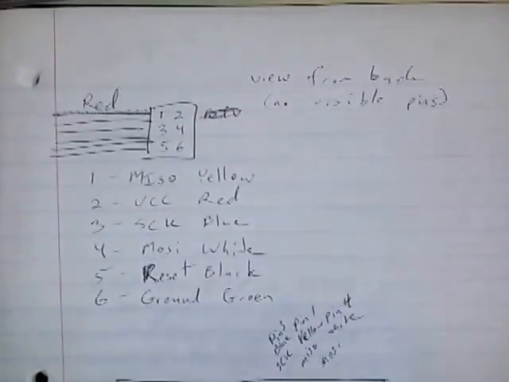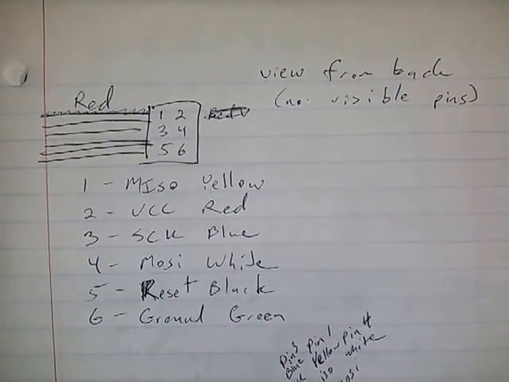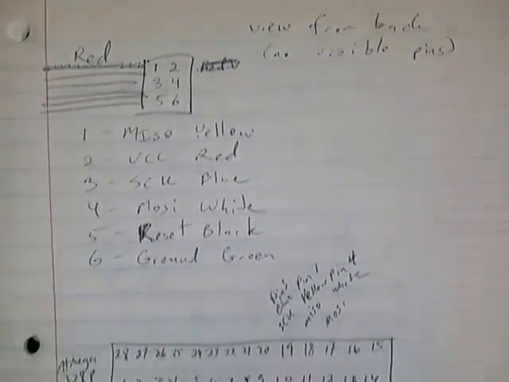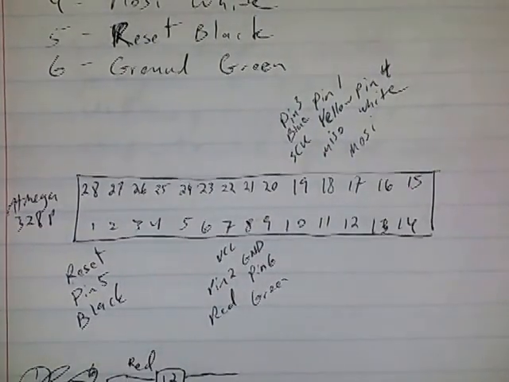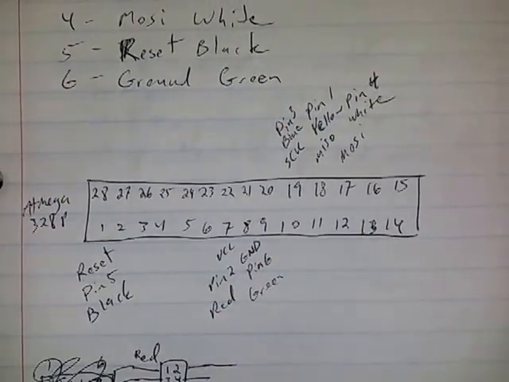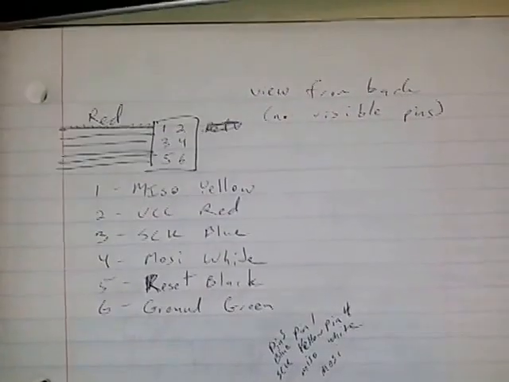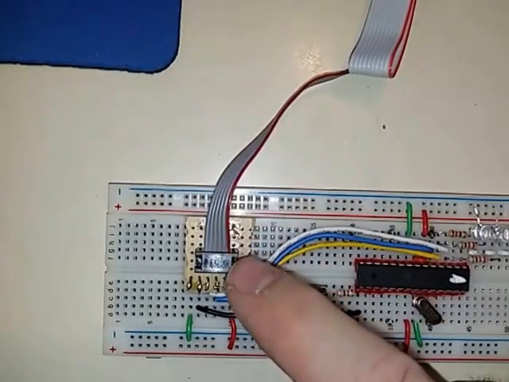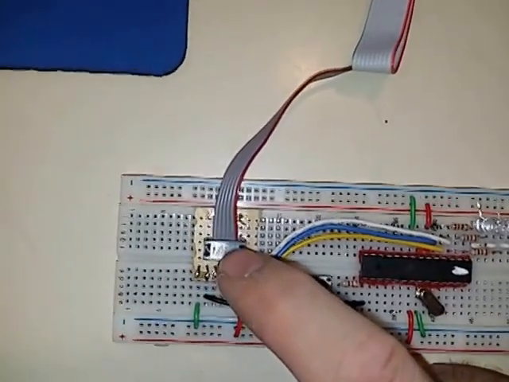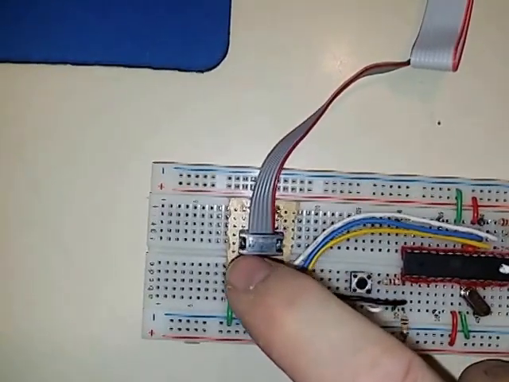Now my color scheme is: MISO is yellow, VCC is red, SCK is blue, MOSI is white, reset is black, and ground is green. And there's the ATmega328p-PU chip and the different places that the pins go. You see the red on top is 1. See the red strip here? If we're looking at it from the back side, this would be pin 1, pin 2, pin 3, pin 4, pin 5, pin 6.